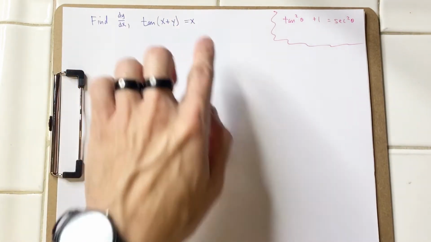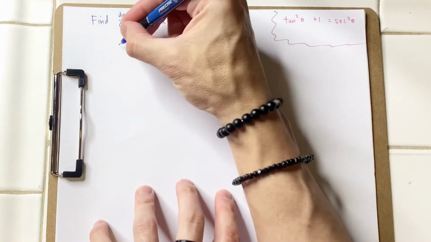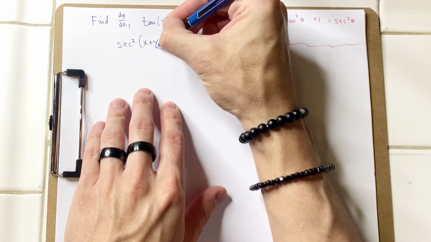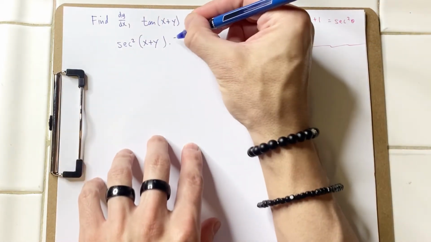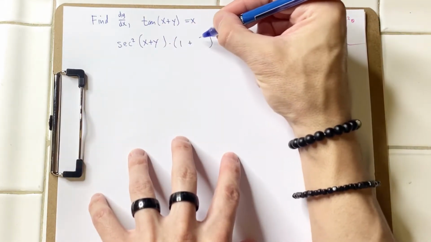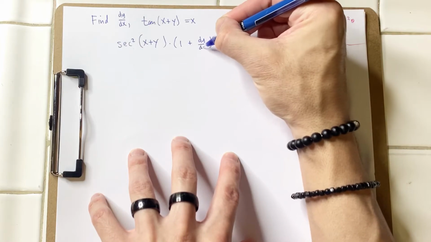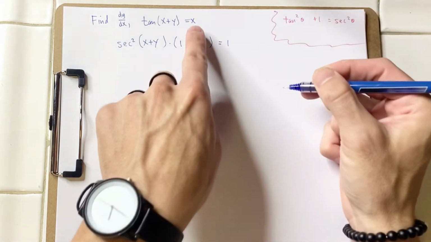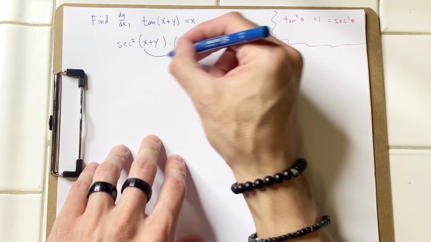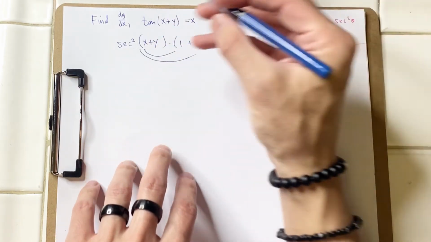Let's find dy/dx. So the derivative of tangent is secant squared. You keep the theta the same, but then you multiply by the derivative of that, which we saw is 1 plus dy/dx equals 1, because that's the derivative of x. And then if you want from here, we can do what we did before, where we distribute that to that.